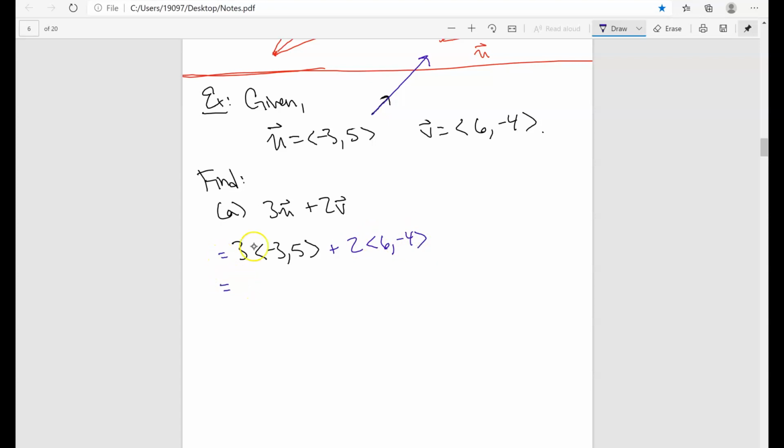So remember scalar multiplication, I can just distribute this, multiplying each individual component by the scalar multiple. So this is going to be -9, and this is going to be 15. Then this is going to be 12, and this is going to be -8.